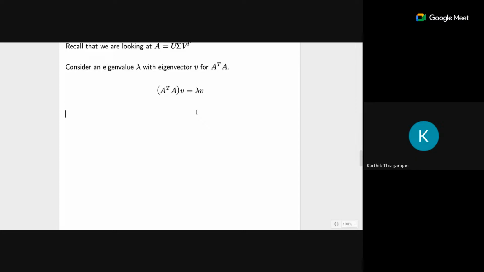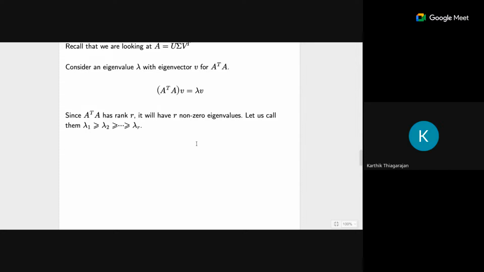Now, since A transpose A has rank R, it will have R non-zero eigenvalues. So let us call them lambda 1 greater than or equal to lambda 2, and so on till lambda R. Is it clear what I have done here? I have arranged all the positive eigenvalues of A transpose A in decreasing order, and there are R of them. Is this okay with everyone?